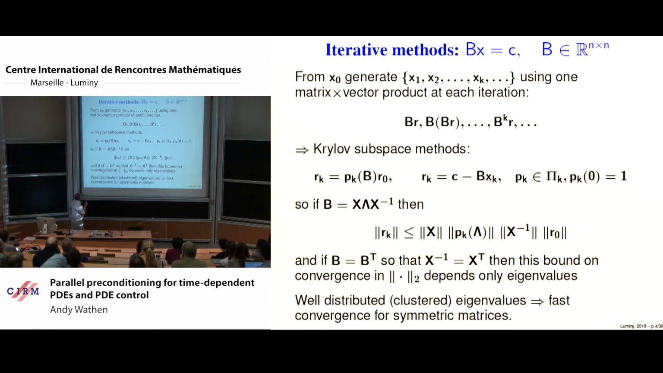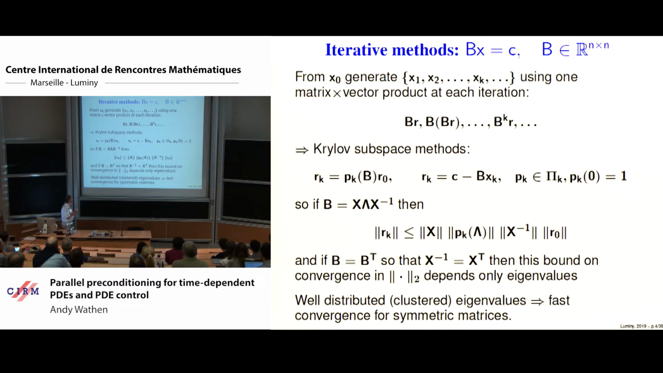So if we have a diagonalizable matrix, that's already asking for something that we're not sure of. If we have a diagonalizable matrix, then we immediately have that the norm of the kth residual is bounded by the norm of a polynomial in this diagonal matrix of eigenvalues, and the norms of the left and right eigenvectors times r_0. That's a standard estimate you can get immediately from just realizing you're doing Krylov methods, basically.